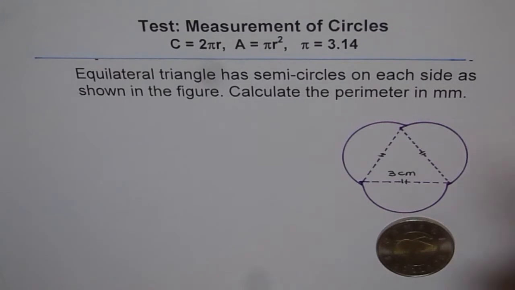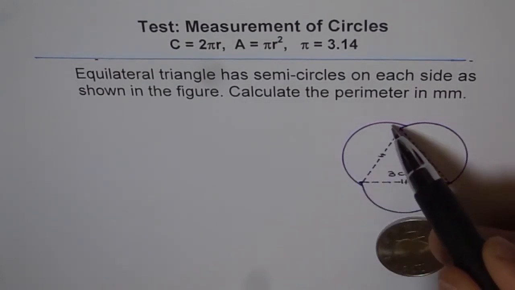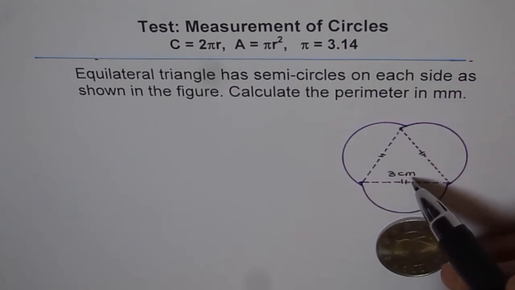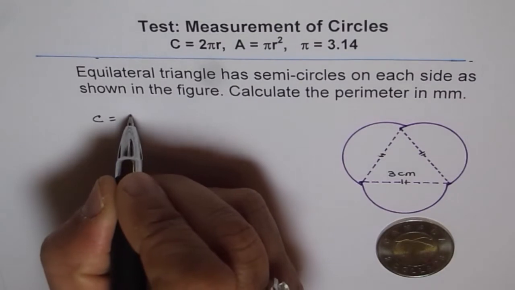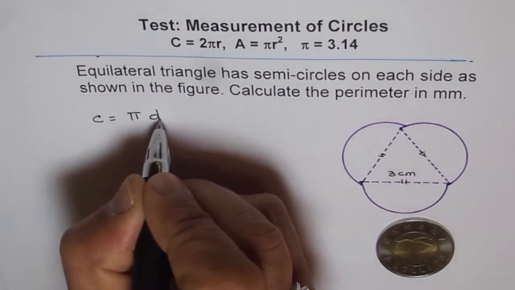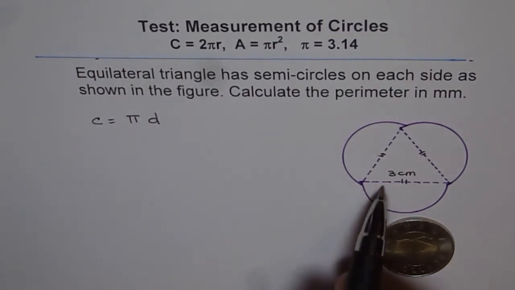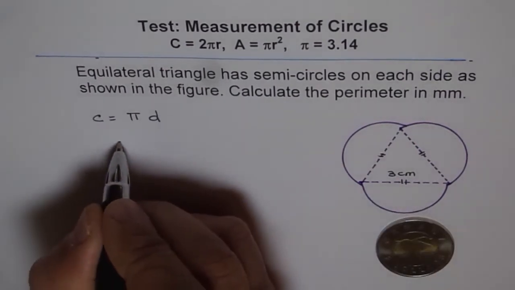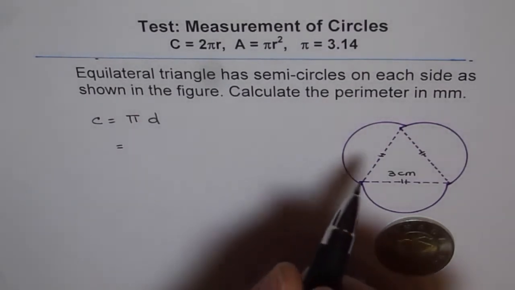Now here, you know the diameter. How much is the diameter of each semicircle? Diameter is 3 centimeters. Now circumference is equal to pi times diameter, correct? So when you know the diameter, don't use 2 pi r, use pi d. Pi times diameter. Diameter is 3 centimeters. So we can do half of this.